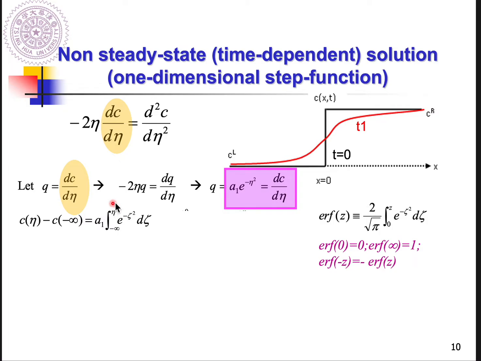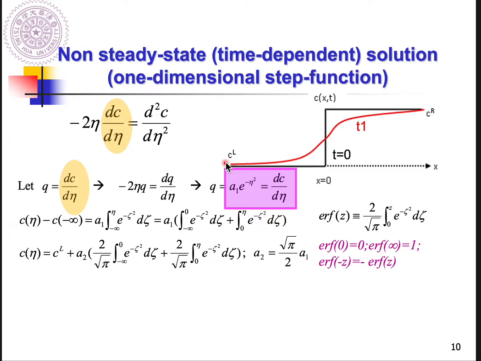dissociate this term into two parts, minus infinity to 0 and 0 to iota, in order to solve or simplify these results, because we know some characteristics of the error function, right? Okay, so let's deal with this equation. C at iota, we don't know the value. This is what we are interested in. And C at minus infinity is what? CL. So you got it.